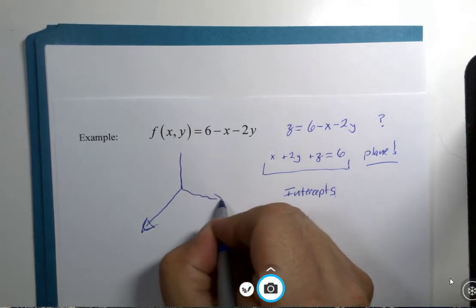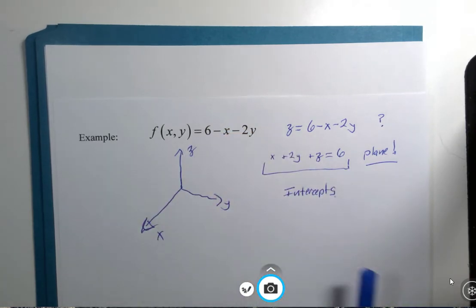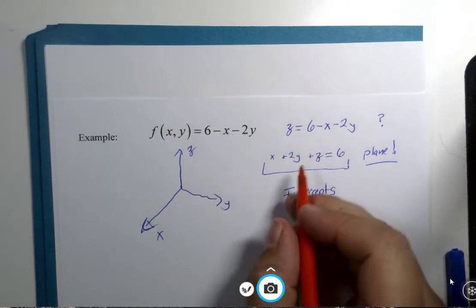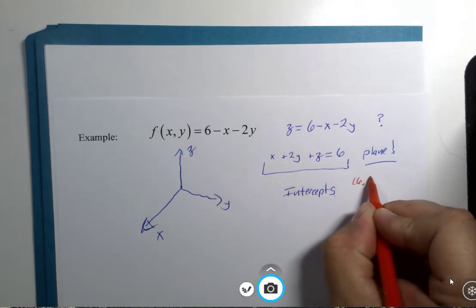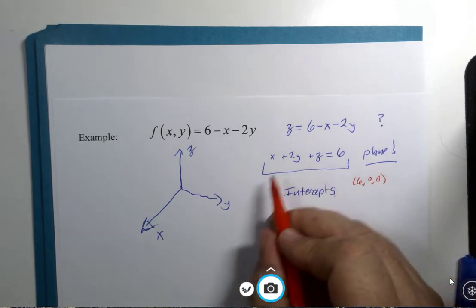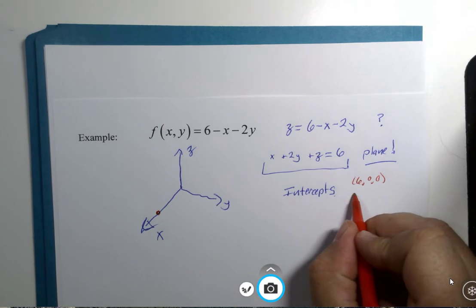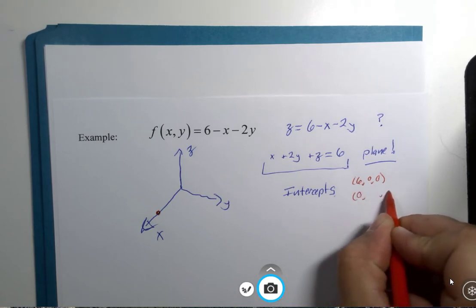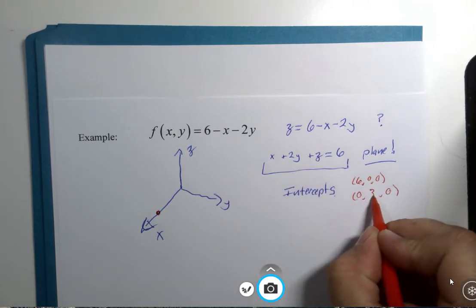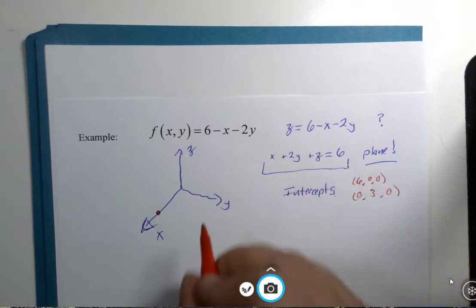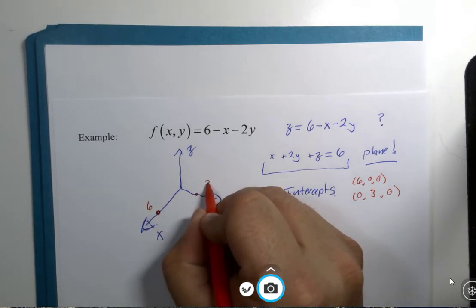Right, y, z, x, okay. And if you do some calculating here, you'll find that if x is 6 and y and z are both 0, you have a point out here on the x-axis. If x and z are both 0, you would need y to equal 3 for this to add up to 6 altogether. So that was 6, and this is 3.